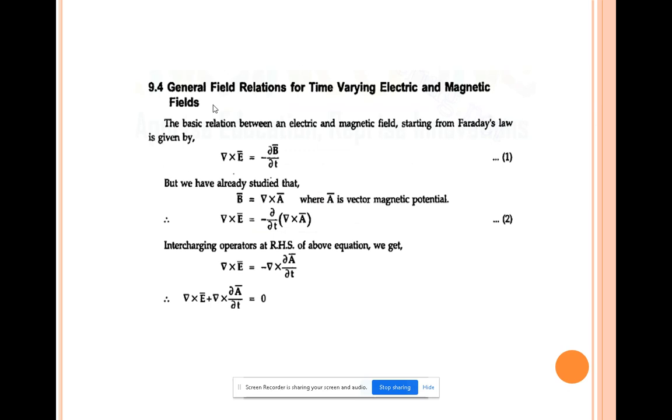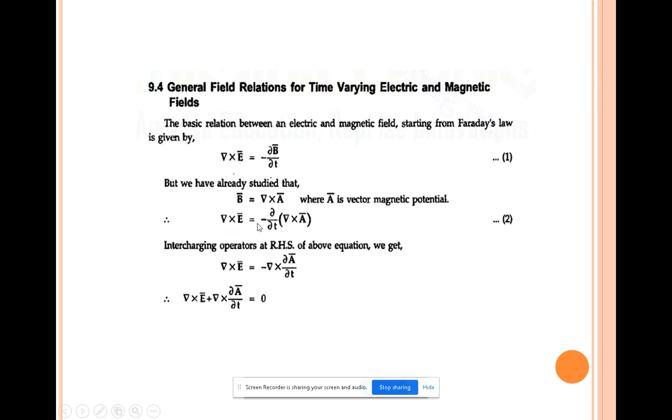Next, the general field relation for time varying electric and magnetic fields. The basic relationship between the electric and magnetic field starts from Faraday's law, that is del cross E vector equal to minus dou B vector by dou t. This is the electric and magnetic field relation using Faraday's law. We already know that B vector equals del cross A vector, where A is the magnetic vector potential, B is the magnetic flux density, and E is the electric field intensity.